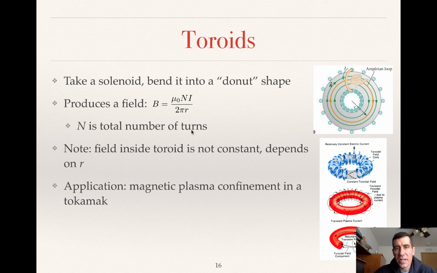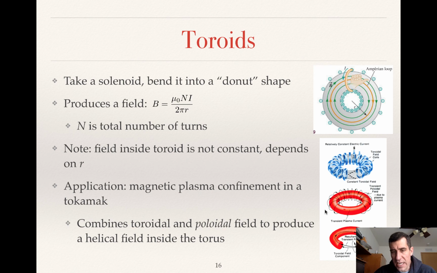Now there's actually an interesting application for a toroid, something called magnetic plasma confinement in a tokamak. So a tokamak is a device for doing nuclear fusion, and you have this plasma, which is a very, very hot gas. And of course, it's so hot, it tends to melt things it comes into contact with. So one of the ideas then is you confine it with a magnetic field so it doesn't touch the walls of your container. That combines this toroidal field around the donut with a poloidal field to create sort of a helical field inside the toroid, inside the torus, and then it can confine the plasma.